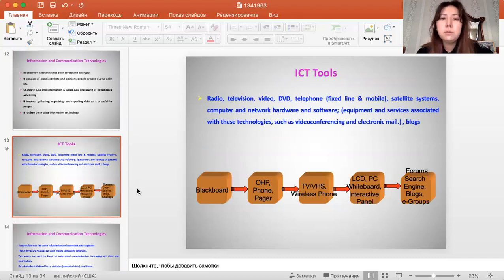ICT tools: radio, television, video, DVD, telephone, fixed line or mobile, satellite systems, computer network hardware and software, equipment and services associated with these technologies such as video conferencing and electronic mail, blogs.